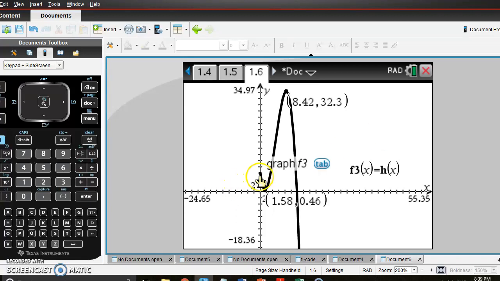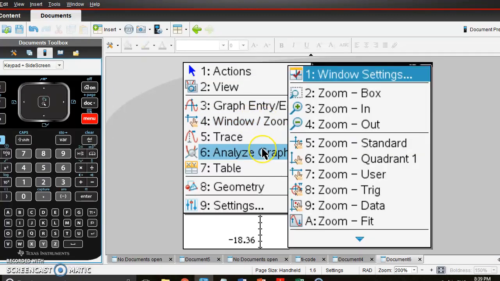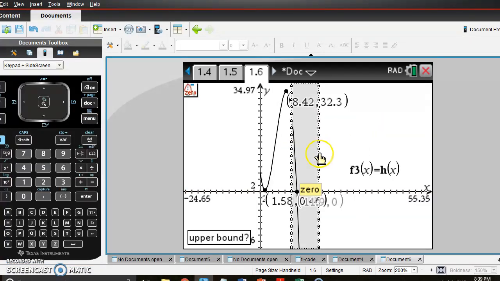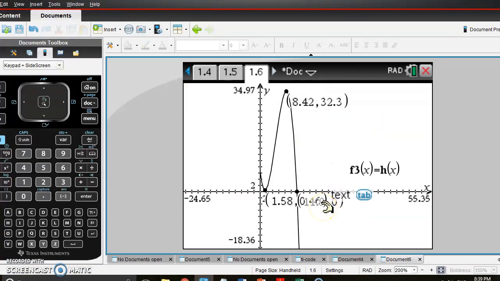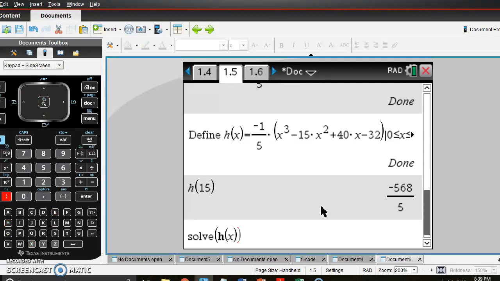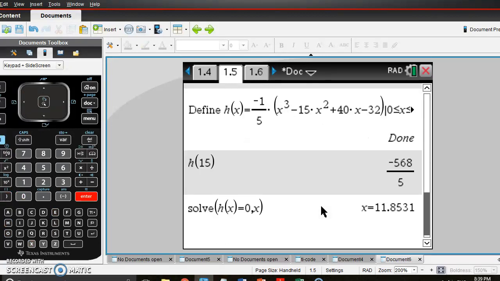But we've got our leftmost point. Our two turning points are our intercepts. Menu, analyze graph, zero, going from here and here. That happens at 11.9. To be more accurate, if you need an exact answer, you'll say solve. This is why we define functions. H of x for 0, for x, happens at that. That's about as good as we can get.